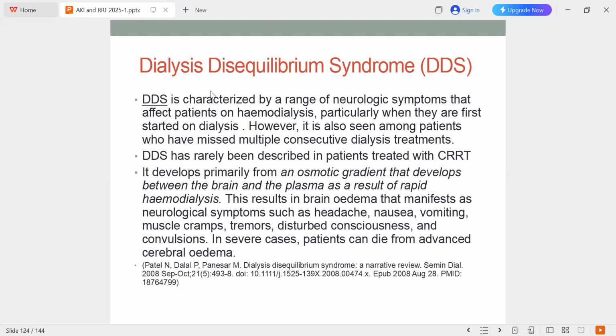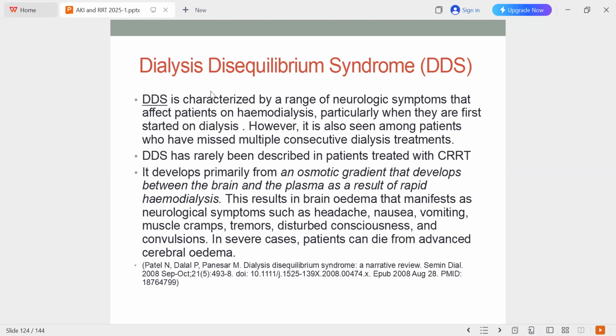So quickly, dialysis disequilibrium syndrome is one of the common complications of RRT, and it's characterized by a range of neurological symptoms that affect patients on hemodialysis, particularly when they are first started on dialysis. Sometimes it may be seen among patients who have missed multiple consecutive dialysis treatments. Note that it's rarely described in patients with continuous renal replacement therapy. This is another advantage of CRRT.